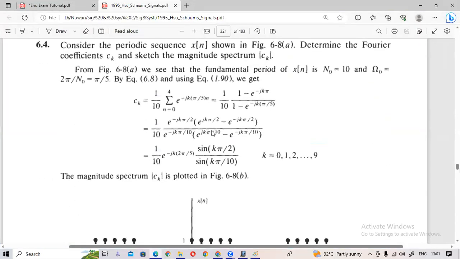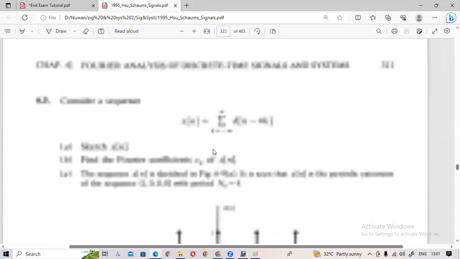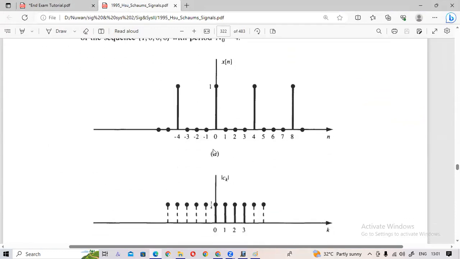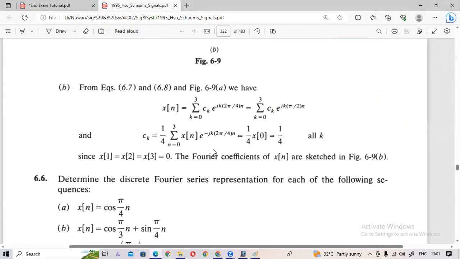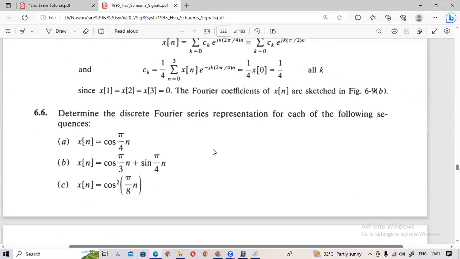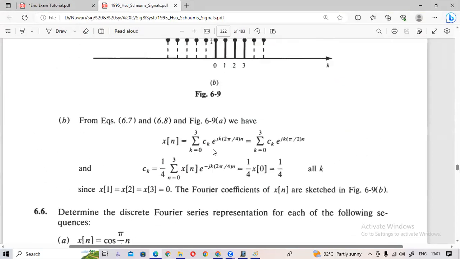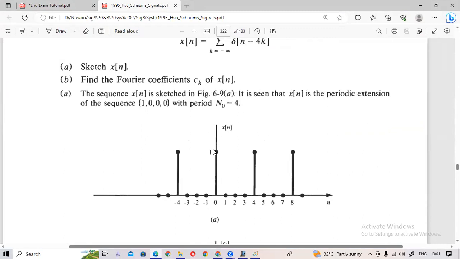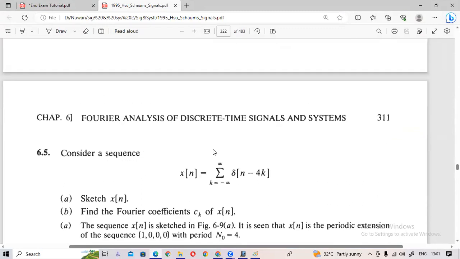Okay. So these are K values. Actually, they use another method. But you no need to go through that method. Let's check our value is correct or not.